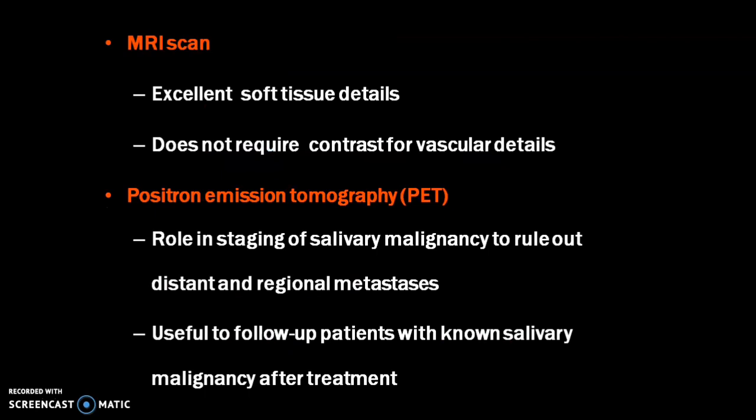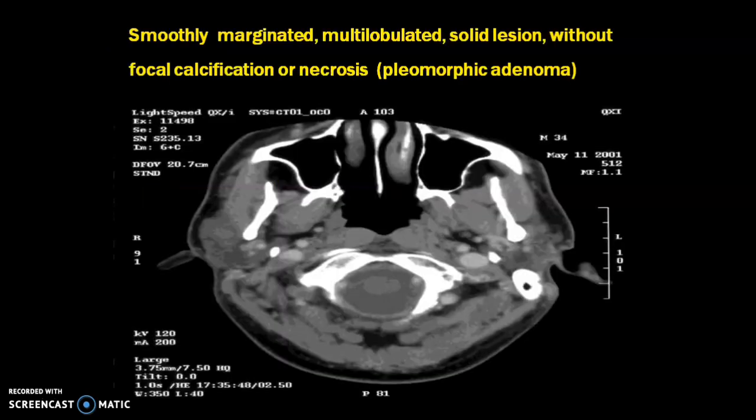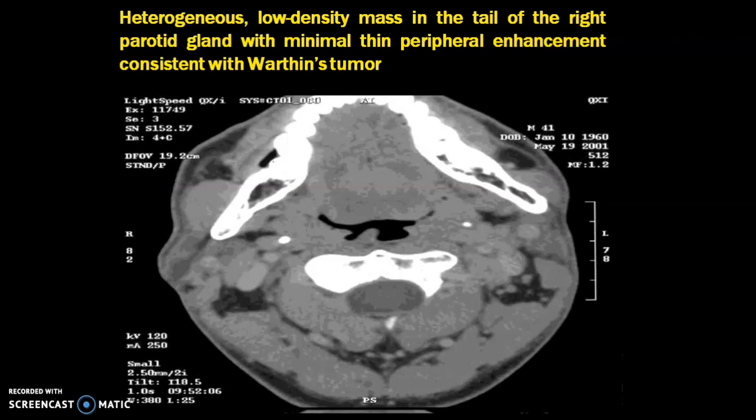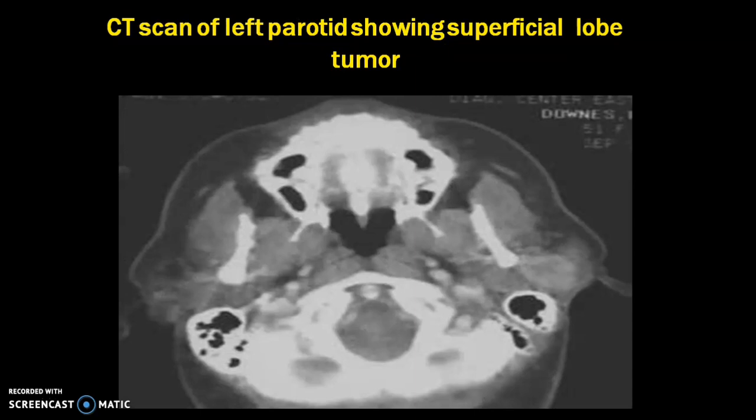On MRI scan we will see excellent soft tissue details, and it doesn't require contrast. For vascular details, positron emission tomography can be done. It is helpful in staging of salivary malignancy to rule out distant and regional metastasis, and it is also helpful in follow-up of patients. This basically shows the tumor mass in the tail of the parotid gland with minimal thin peripheral enhancement, consistent with Warthin tumor. This is also the CT of the left parotid, showing superficial lobe involvement.